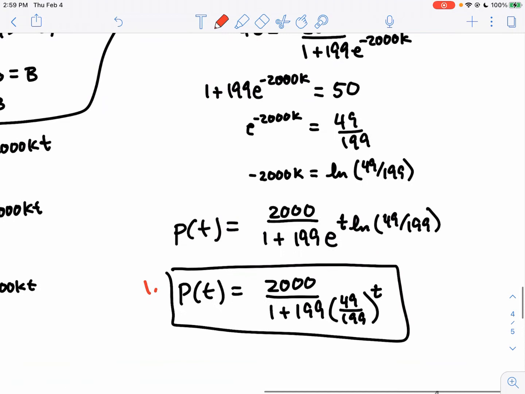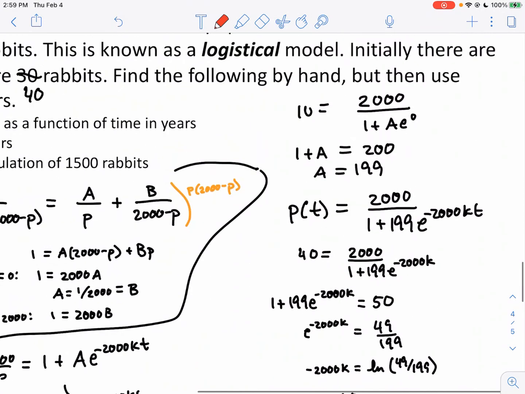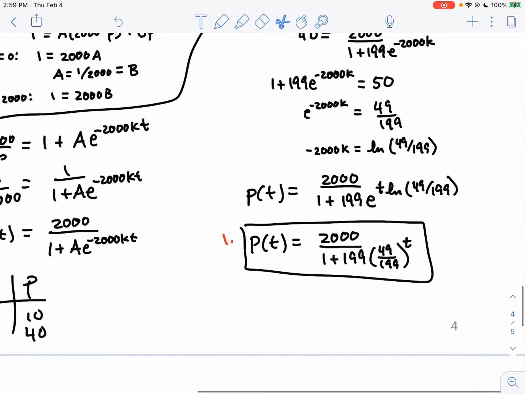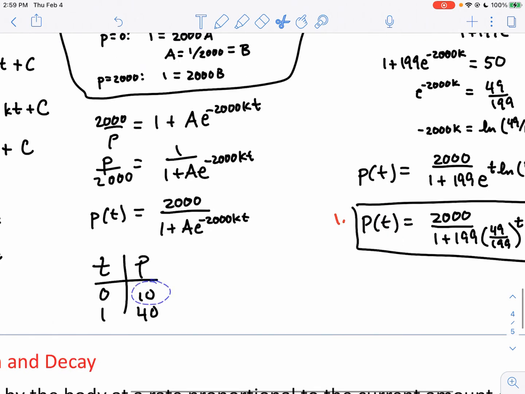And this is an easy model to check at least one of these points that it worked. This point here, 0, 10. If you plug in a 0 for t, that's going to make all of this become 1. So we just get 1 plus 199, which is 200. And 2000 over 200 gives me that correct population of 10.